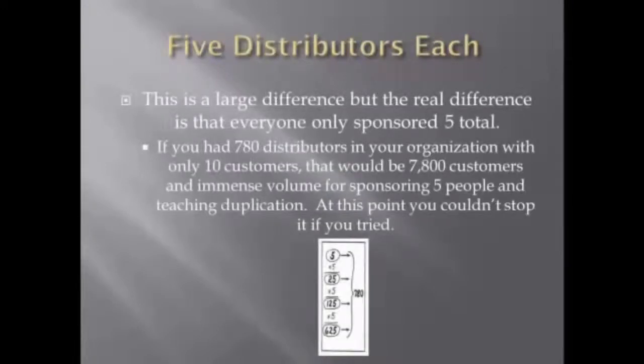So lastly, 5 distributors each. This is a large difference, but the real difference is that everyone only sponsored 5. I mean, think about that. In a world where there's billions of people, you only had to sponsor 5 and duplicate that process. So if you had 780 distributors in your organization with only 10 customers each, that would be 7,800 customers and immense volume for sponsoring 5 people and teaching how to duplicate.